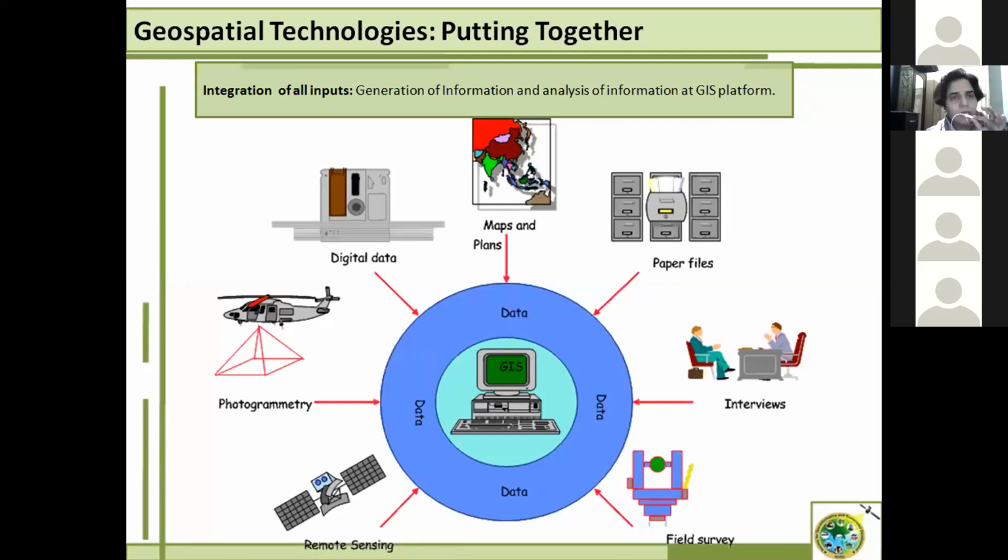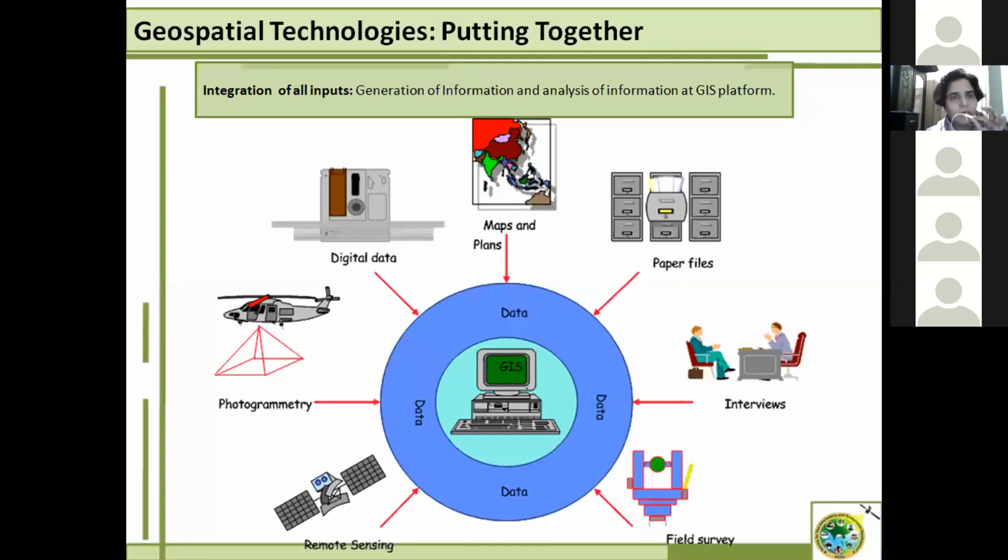So here we also have the digital data, maps and plan, paper files. We will collect the data through primary or secondary sources. You can see the interview and other field surveys can be there. Remote sensing is also integrated photogrammetrically, like how the images are captured through drones or maybe aeroplanes or like that. So all those systems, everything is data and is put together into a GIS system.